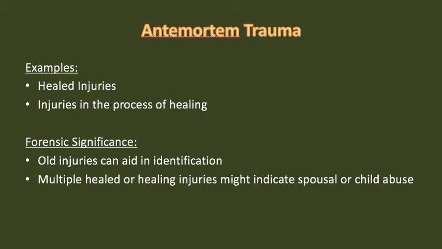The second item here, multiple healed or healing injuries can also indicate spousal or child abuse. So that is something that could be indicative of who perpetrated the crime. If there's a history of abuse, then the police are going to, of course, want to investigate who was inflicting that abuse on the victim.